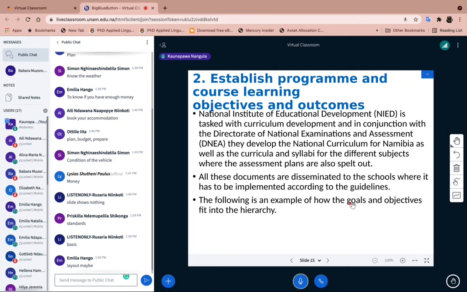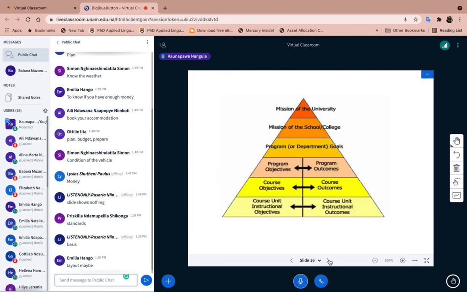We don't just decide on what we want to teach. And the following is an example of how the goals and objectives fit in the hierarchy. Okay, we'll look at that hierarchy, and I think that hierarchy is the last one. So we've got the mission of the university, of the institution, and then the mission of the school or college. And I think they have created this in terms of the university. So we have got the mission of, let's say, University of Namibia.